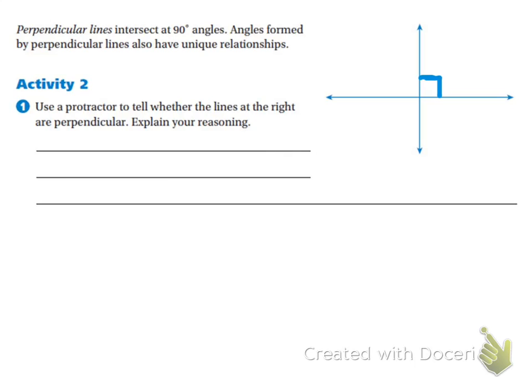So what I want you to do is look at all of the angles, and if we know that when they intersect, they are 90 degrees, what does that mean about all of them? They're all equal, so they are all 90 degrees. Thank you, Kenny.